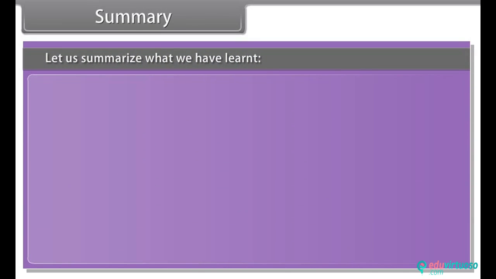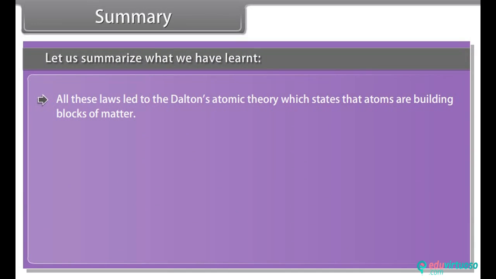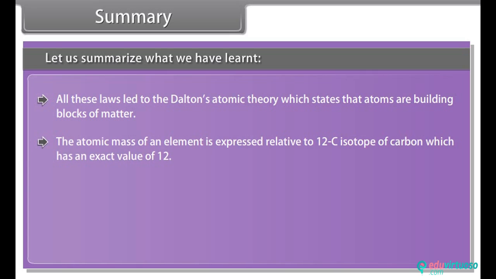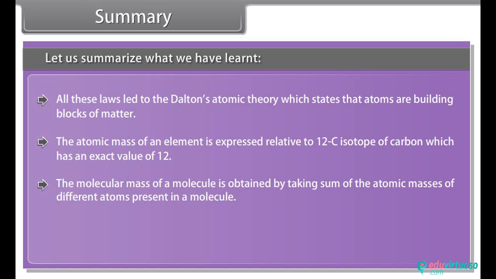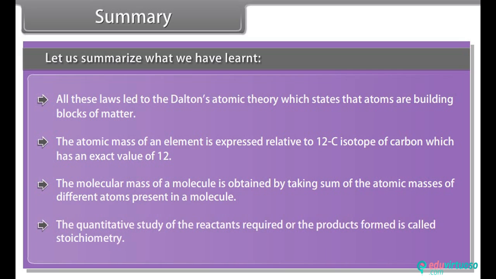Summary. Let us summarize what we have learned. All these laws led to Dalton's atomic theory, which states that atoms are building blocks of matter. The atomic mass of an element is expressed relative to the 12C isotope of carbon, which has an exact value of 12. The molecular mass of a molecule is obtained by taking the sum of the atomic masses of different atoms present in a molecule. The quantitative study of the reactants required or the products formed is called stoichiometry.